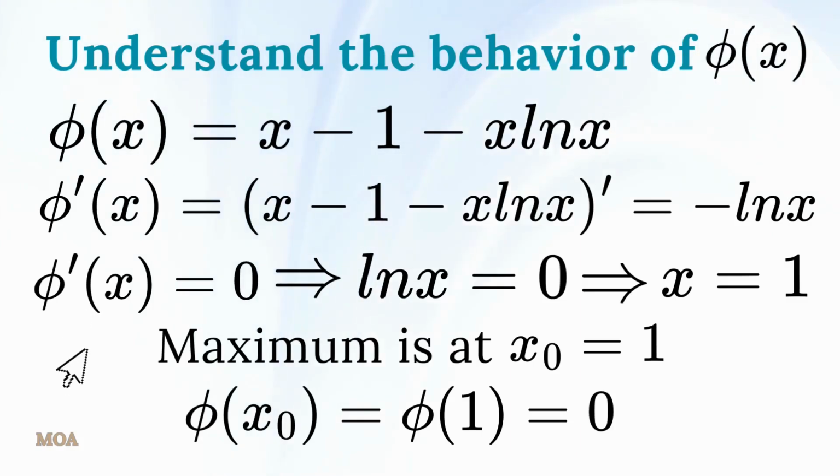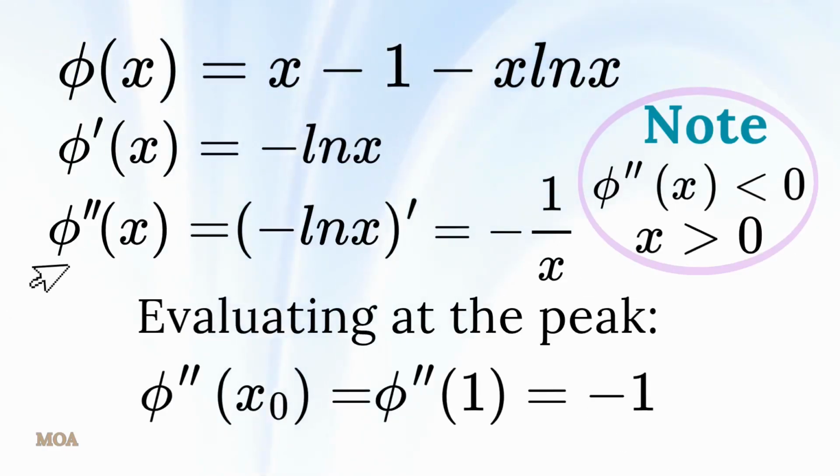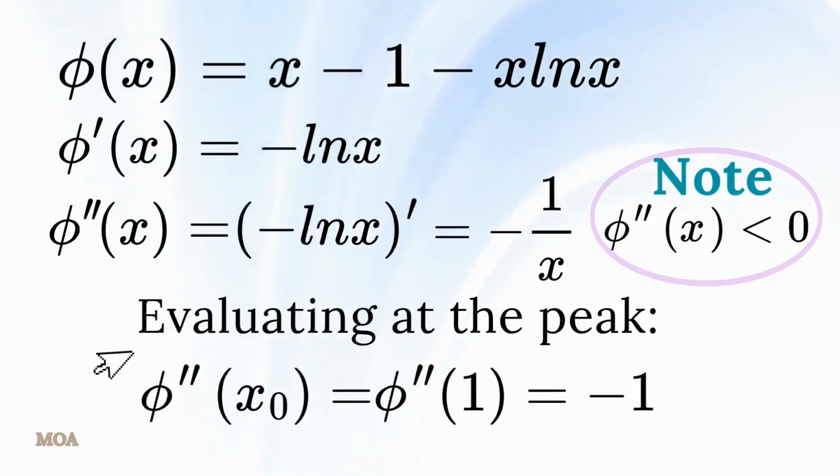This shows clearly that the first derivative equals 0 when the natural logarithm becomes 0, namely at x equals 1. At this point, phi of x reaches its maximum, which is phi of 1 equals 0. So, phi of x sub 0 equals phi of 1, which equals 0, while its second derivative equals negative 1 over x, which is negative for all strictly positive real numbers. Let us evaluate at the peak.